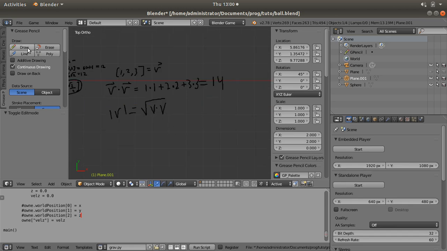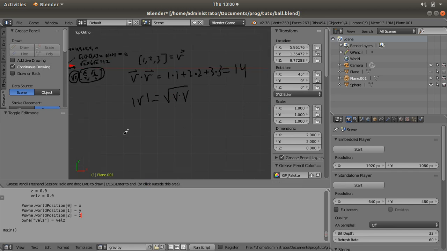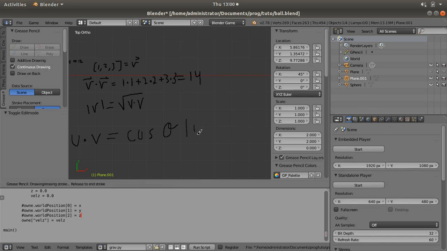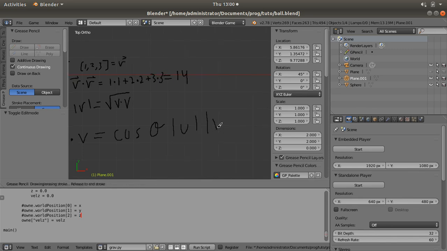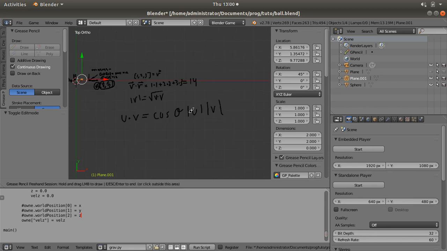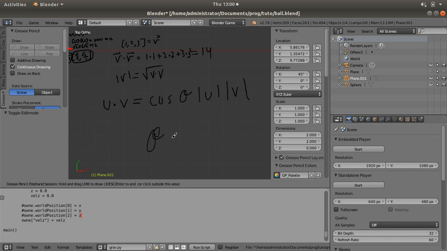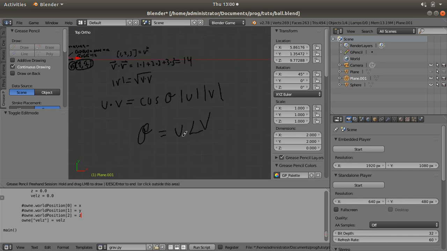Another way to write the dot product is like this. It's equal to cosine of theta times the magnitude of u times the magnitude of v. And theta is equal to the angle between u and v. So let's go ahead and show that because this is pretty important.